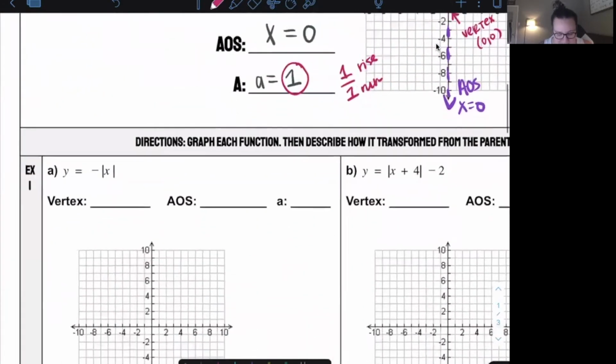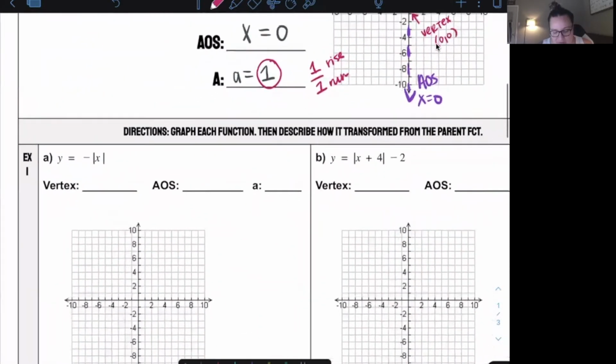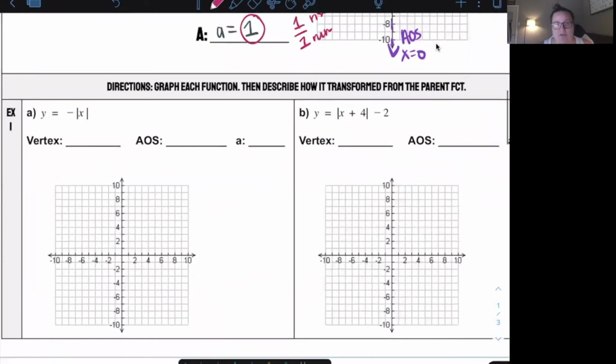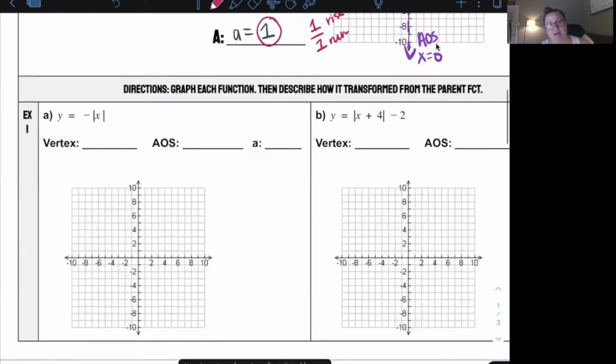Let's get to work. So for example 1 here, our directions are to graph each function and then describe how it transformed from the parent function. So in part A, I have y equals the negative of the absolute value of x. My vertex is still 0, 0. My axis of symmetry is x equals 0. But this time, a is -1.